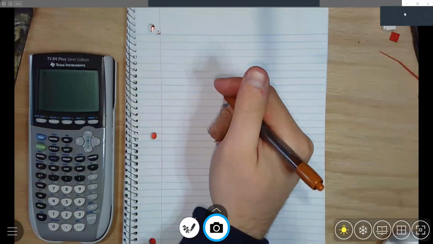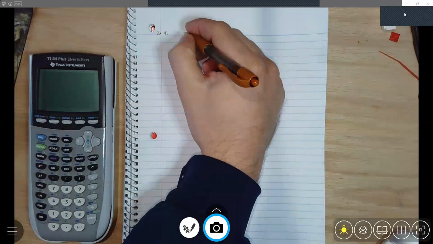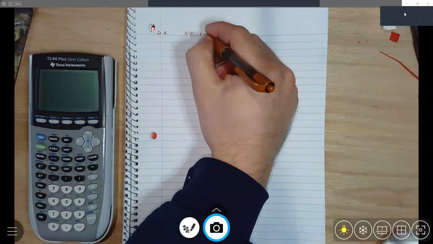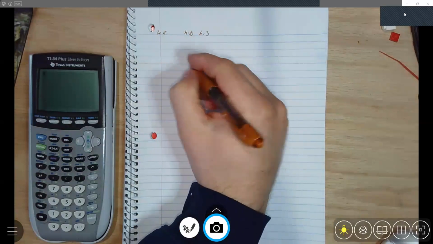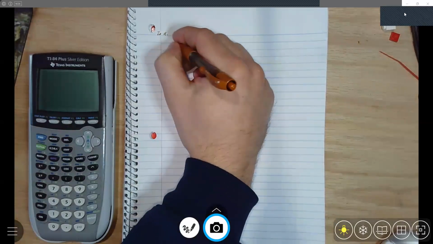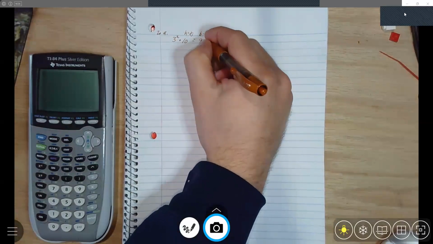So that means the base is a square. It says the base edge is 3 and the height is 10. So height 10, I'll just use small b for base edge is 3. It says find the volume. So the volume is area of the base times the height. So the area of the base is 3 squared, the height is 10, the volume is 90 units cubed.